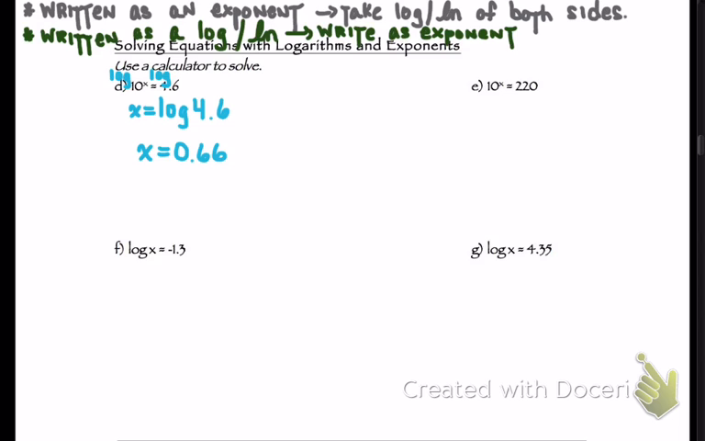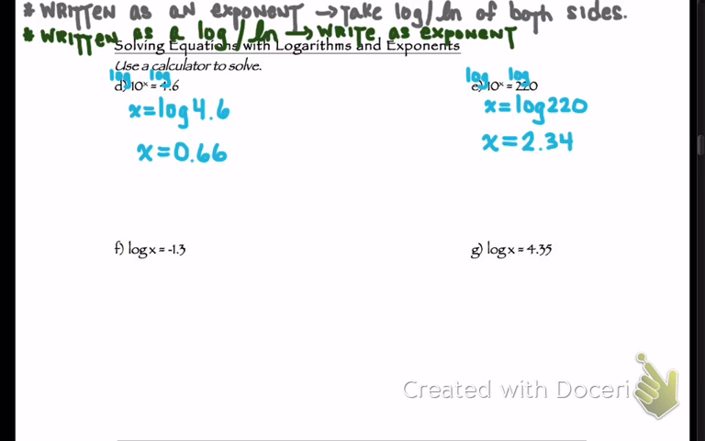Okay, so letter E. Same deal. It's written as an exponent. I'm thinking that I have to take the log of both sides. Left-hand side, they cancel each other out. Right-hand side, I have the log of 220. In my calculator, when I take the log of 220, I get x is 2.34. Okay, so hopefully so far so good.